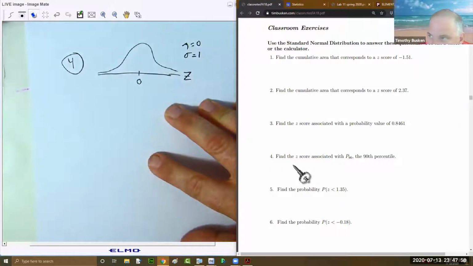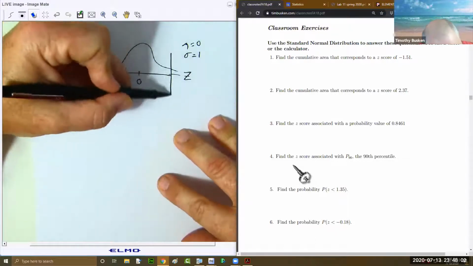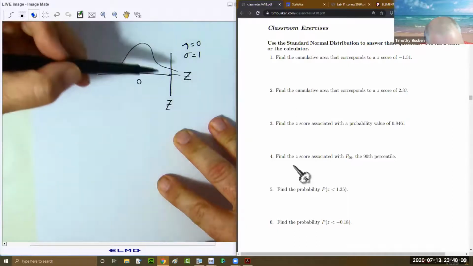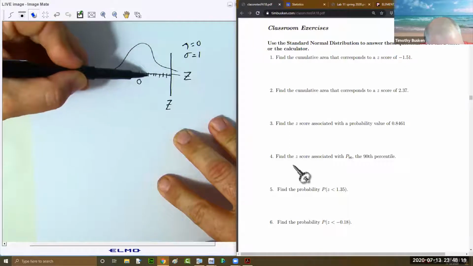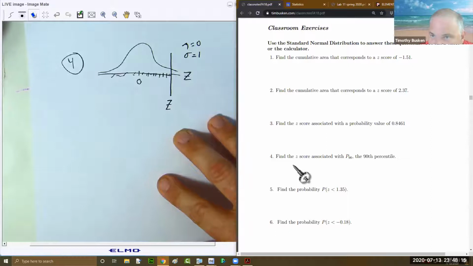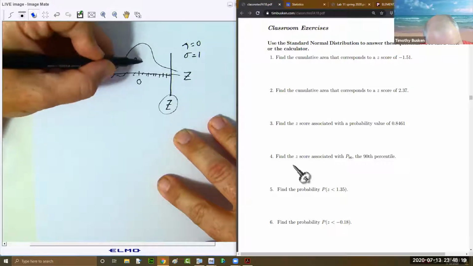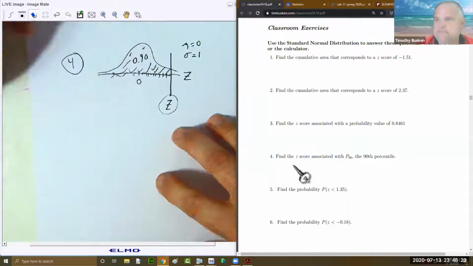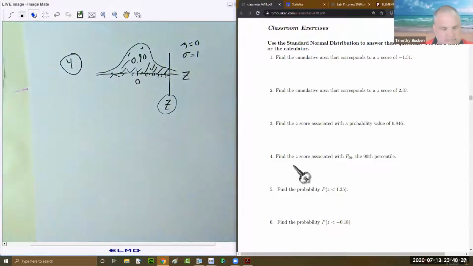And the number in the 90th percentile is going to be this value of Z, and to the left of this value of Z are going to be an infinite number of Z-scores. And what percentage of Z-scores will be left of this value? Well, 90%. So the picture looks like this. What value of Z is in the 90th percentile, or has below it 90% of Z-scores?